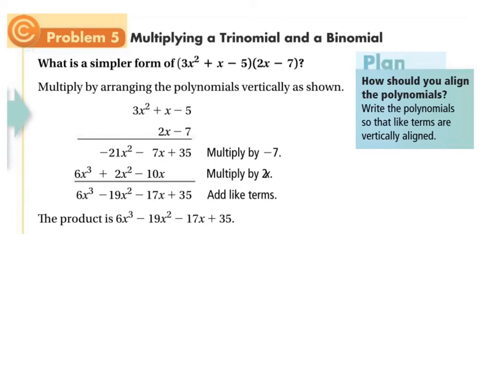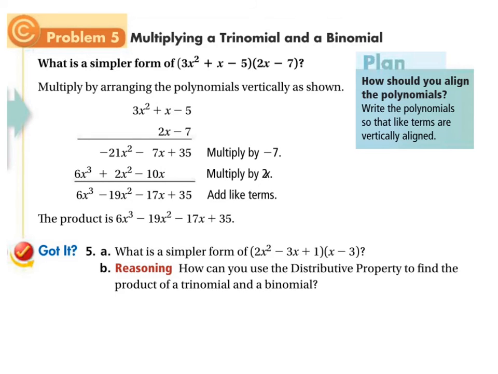And there's no carrying in this case, because we don't hit 10 or above and carry to the next column. It's just this is here, the sum of these two is here, the sum of these two is here, and this comes straight down. So the product is 6x cubed minus 19x squared minus 17x plus 35.